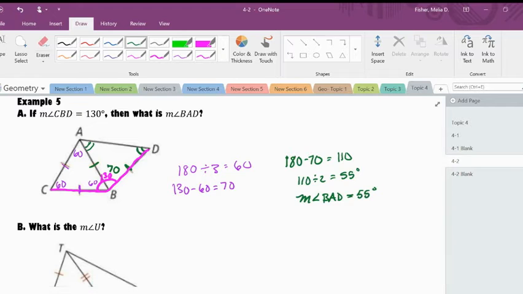Remember that we must talk about this angle over here as angle BAD, because if we call it A, we do not know which of those angles we're talking about. So make sure you use 3 letters to label the angle.